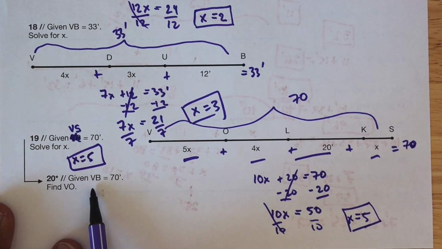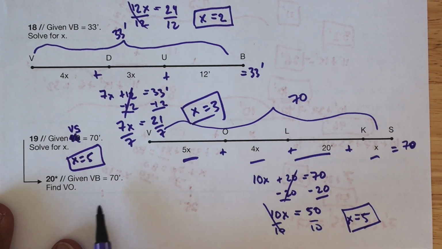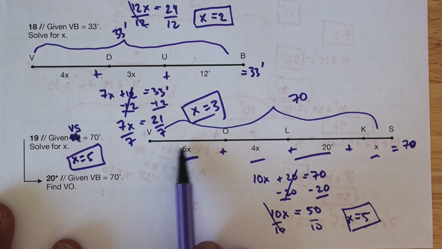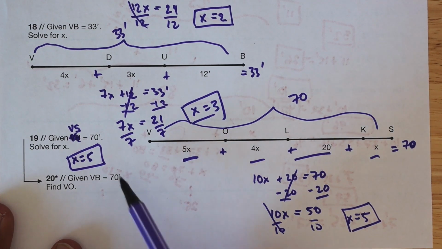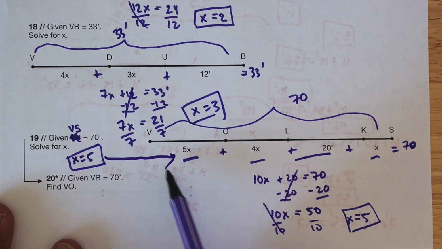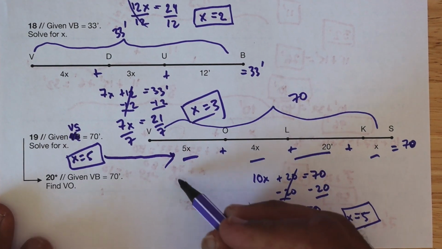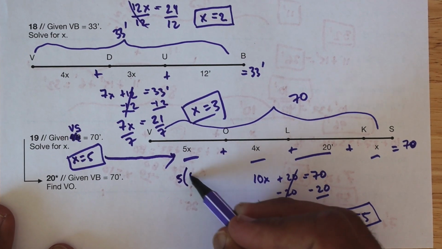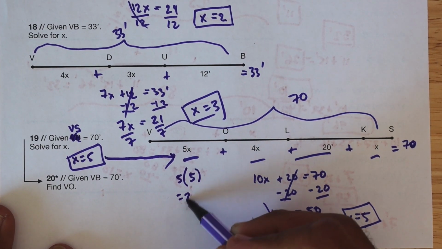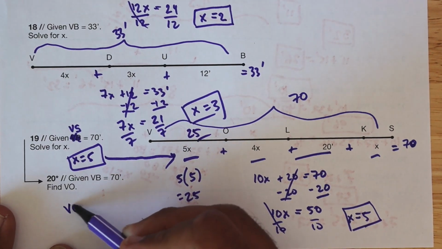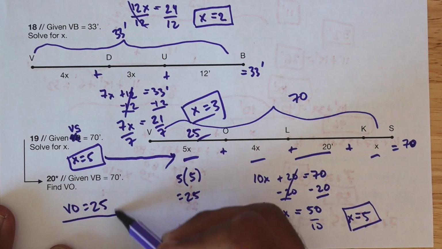But for number 20, if VB is 70, so the whole thing's 70, find VO. So VO is right there. It says it's 5x, so how to figure that out? Now that I know x, I can plug it in. So 5 times x, and if x is 5, that's 5 times 5, which gives you 25. So VO is 25. VO equals 25.